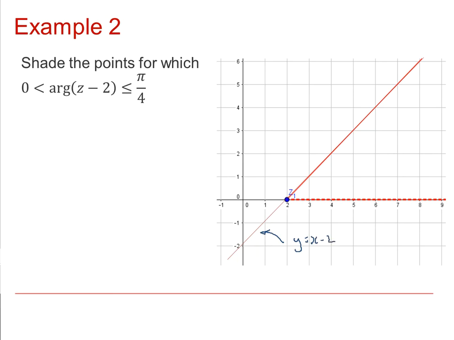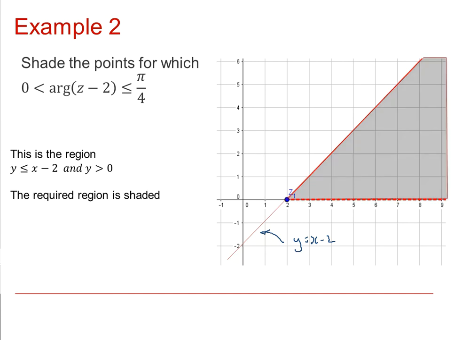So we want the region which is greater than y equals 0, so y is greater than 0, and below y equals x minus 2, so y is less than or equal to x minus 2. And if we just shade that region to show and emphasize which region we're talking about.